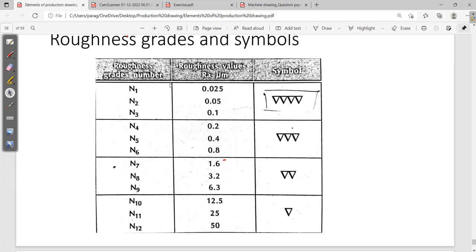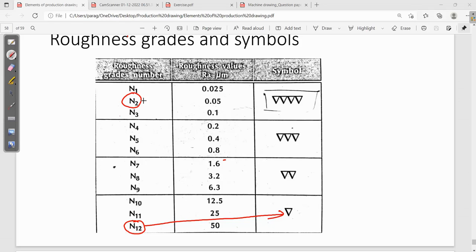Now for N12, okay, so corresponding symbol, if you see, this is the symbol. For N2, okay, for N2 this is the symbol. You just have to draw those triangles. Okay, you have to draw triangles, 1 2 3 4. Okay, so like this you have to draw.